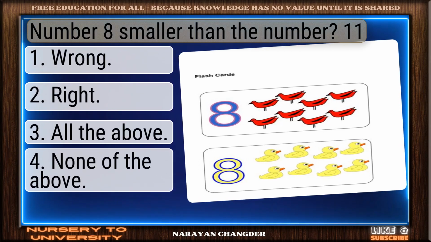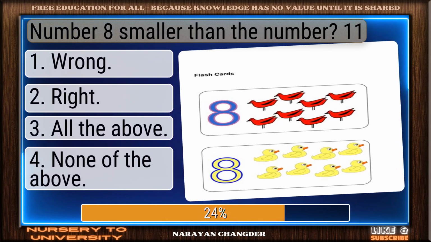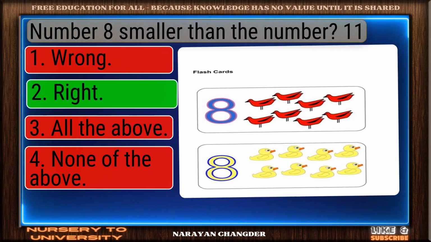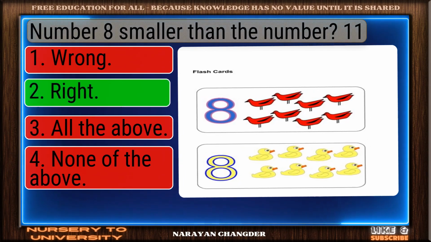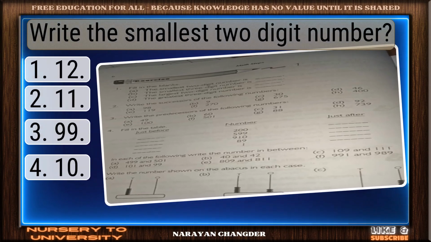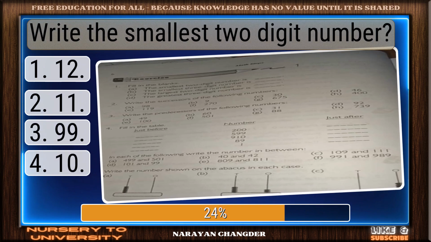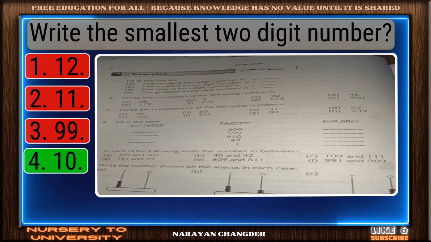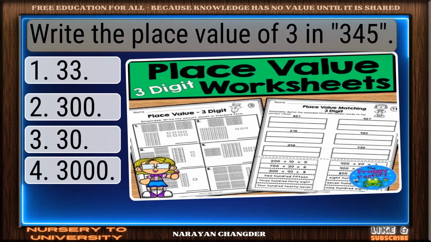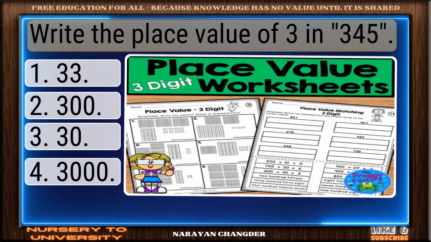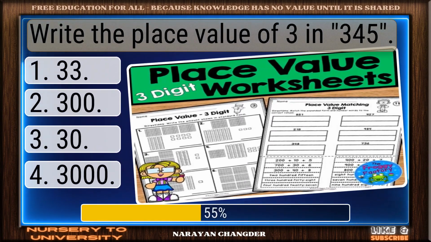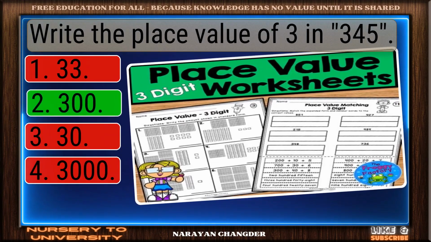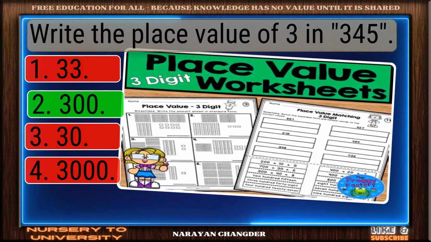Number 8 smaller than the number 11. Correct. Right is the right answer. Write the smallest 2-digit number. Right again. 10 is a valid answer. Write the place value of 3 in 345. Well done. 300 is the right choice.